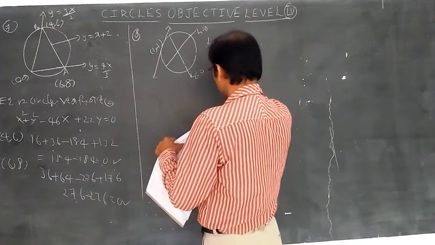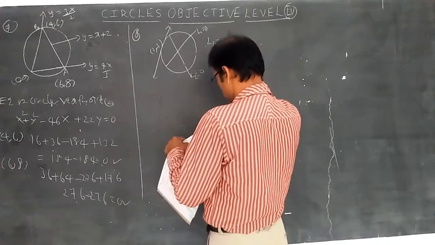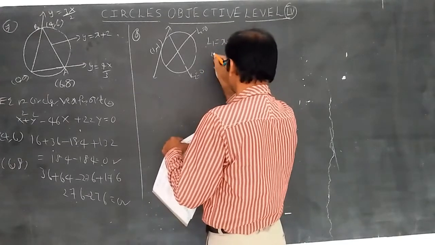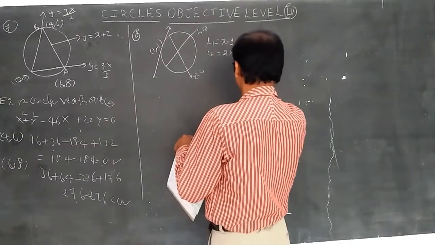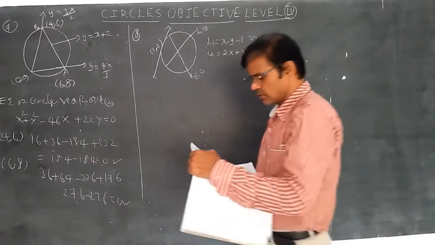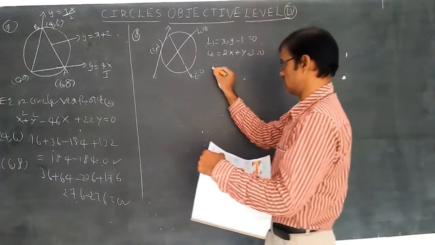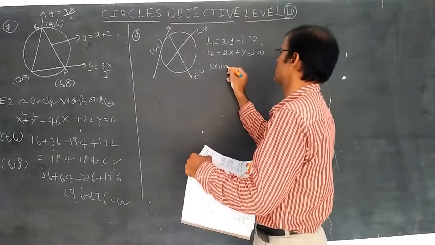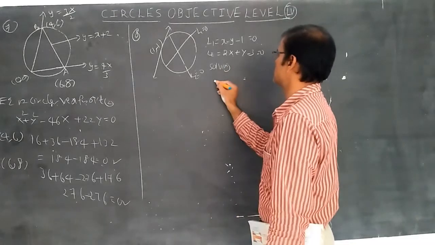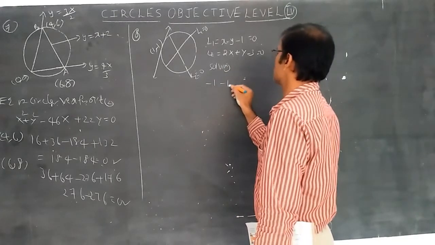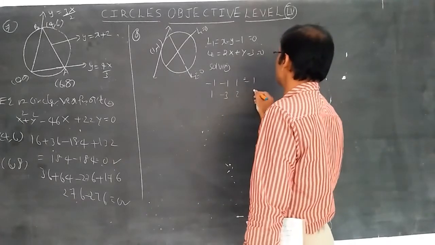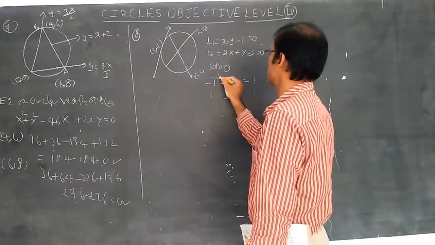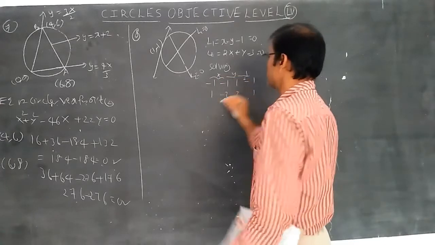L1 is x minus y minus 1 equal to 0 and L2 is 2x plus y minus 3 equal to 0. Solving equations 1 and 2, we get the center. Minus 1, minus 1, 1; minus 1, 1, minus 3; 2 and 1. This is for x, this is for y, this is for the constant.